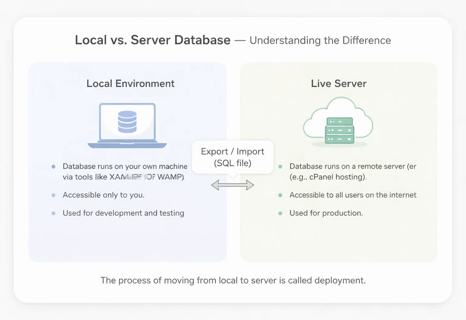It's worth pausing to understand the difference between your local database and your server database. When you're developing on your own computer, using tools like XAMPP or WAMP, your database is running locally. Only you can access it, and it's purely for development and testing. The live server database, on the other hand, is hosted remotely and is accessible to anyone who visits your website. The bridge between these two environments is the SQL export and import process we just covered. Moving your project from local to live is called deployment, and getting the database across correctly is one of the most important parts of that process.